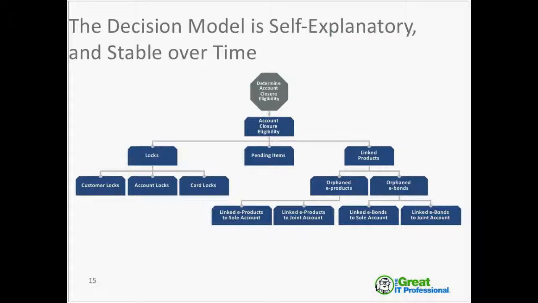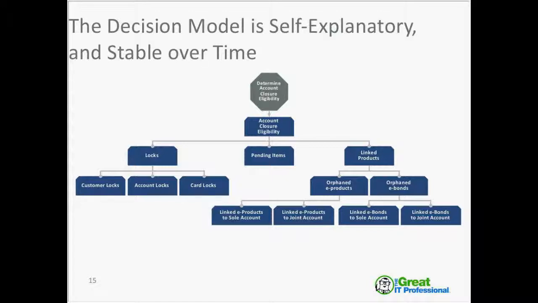Each of these rule families, or at least locks and linked products, are supported by, in turn, additional rule families that determine, in the case of locks, whether they're customer locks, account locks, or card locks. In the case of linked products, again, they're orphaned e-products and orphaned e-bonds. So we see that the structure of the logic here enables us to understand that if we change any of these single structures, what the impact of that is, and we're able to also test this model very accurately.